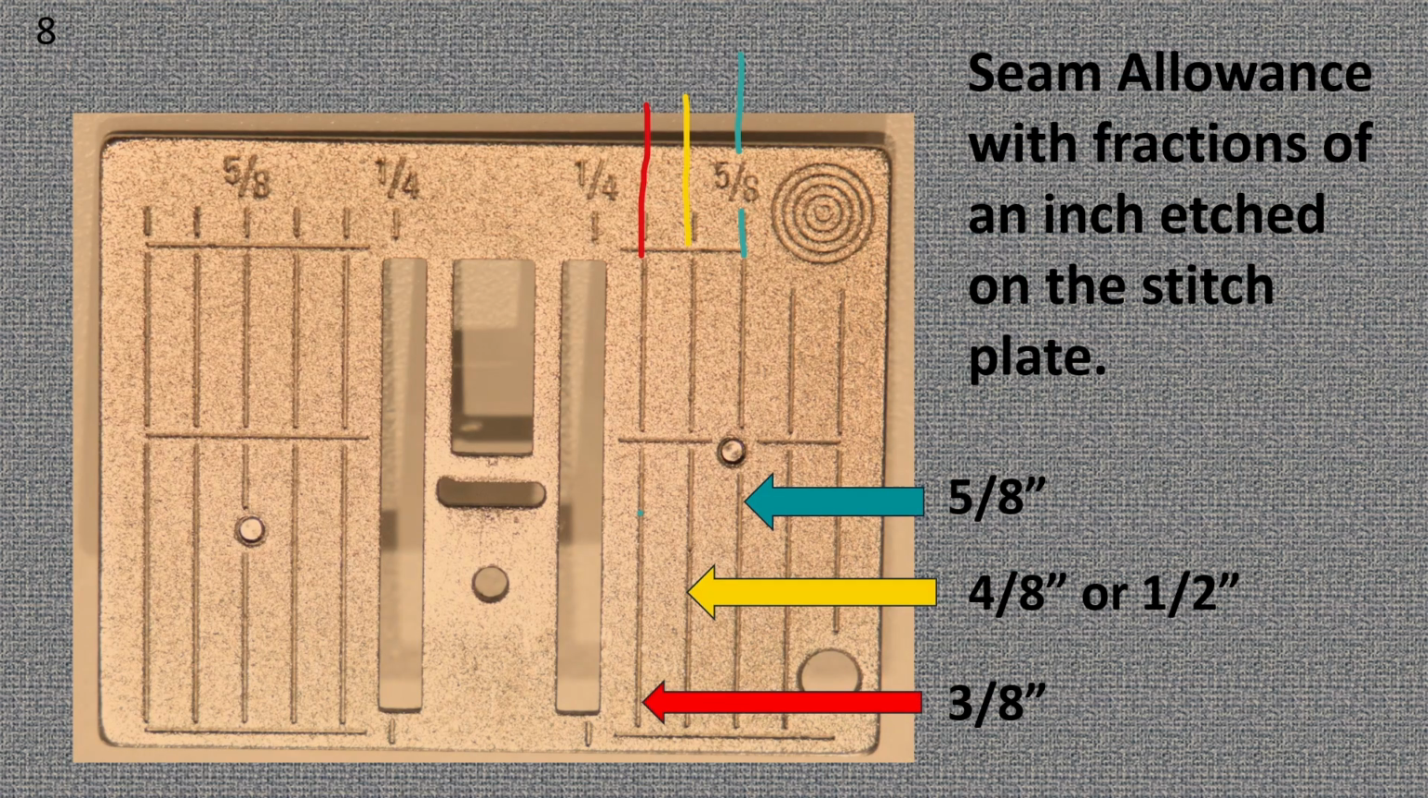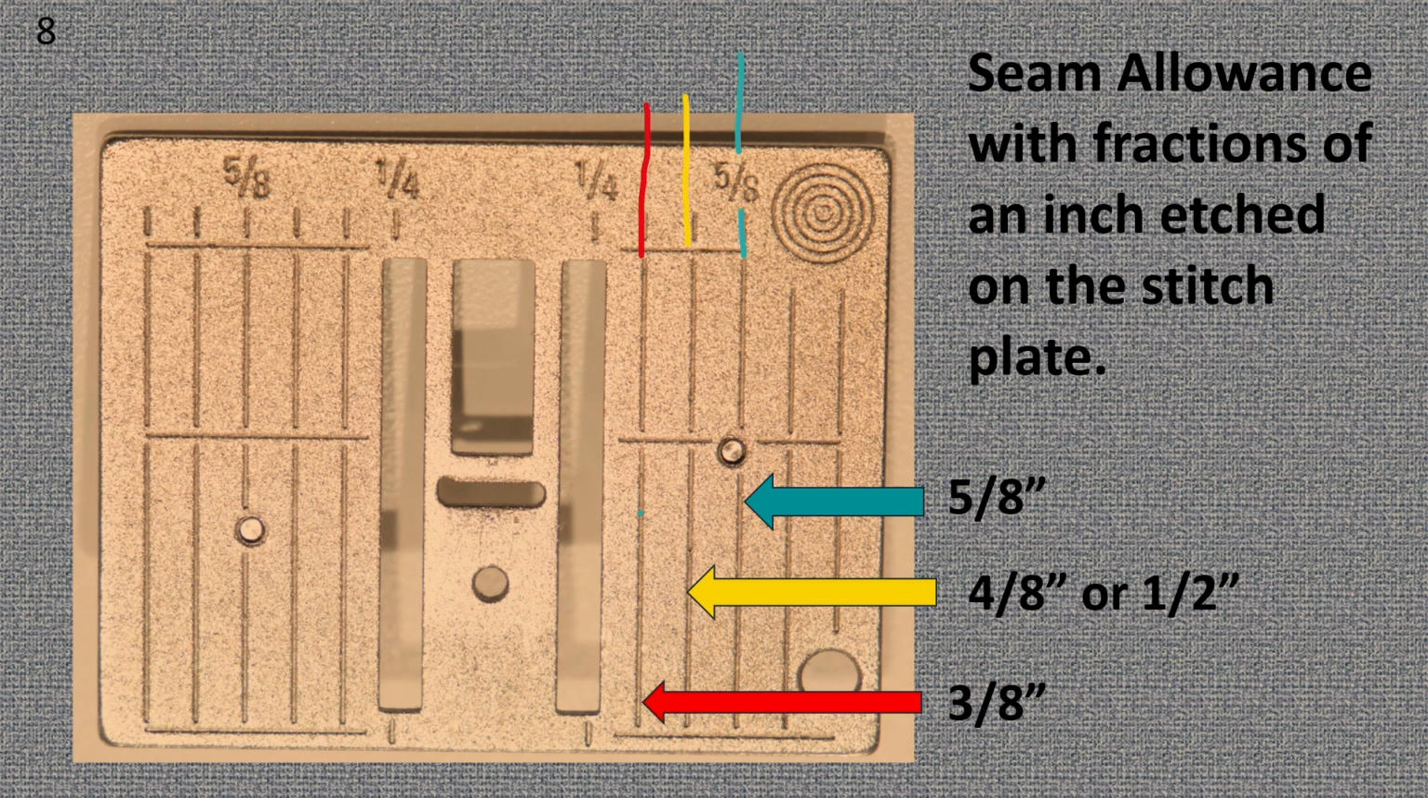Some guidelines have a fraction of an inch etched on the stitch plate next to some or all of the lines. This stitch plate has 5/8 inch and 1/4 inch written on the plate. If I was using this machine, I would notice that the 5/8 inch line has a tiny round dot on it. It is just above the bright blue arrow in the photo, which is marking the 5/8 inch line. This is a clue I use to help me remember that this is the 5/8 inch line.